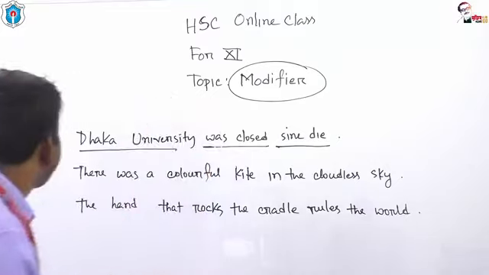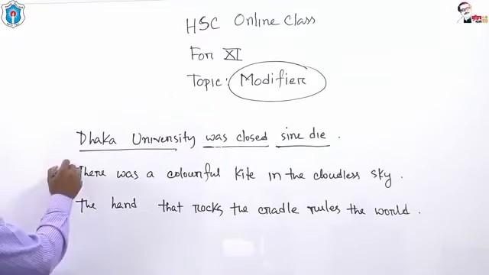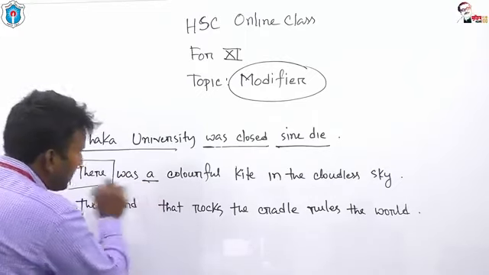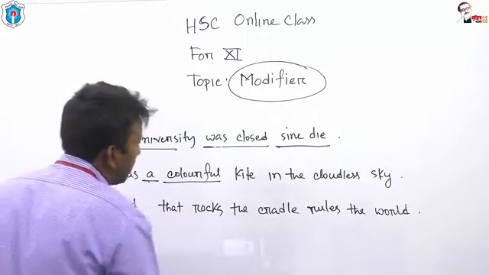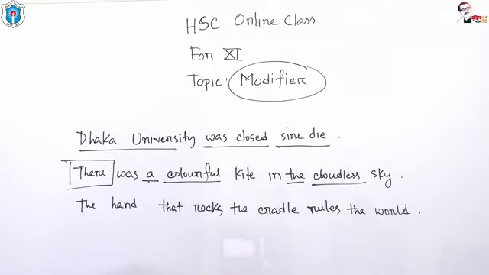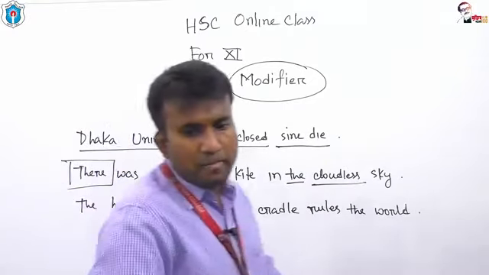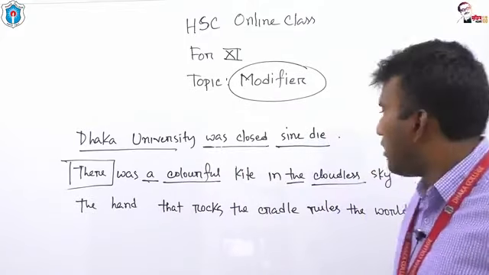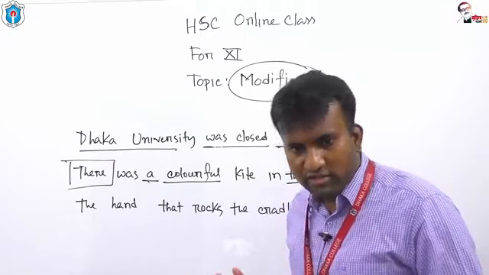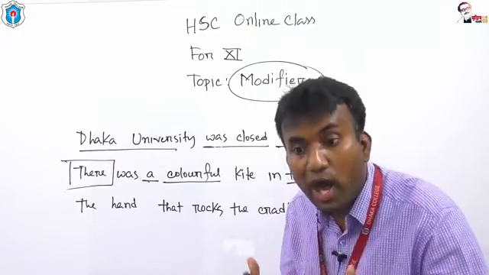Look at please. The first one is there. The second one is a. The third one is colorful. Fourth one is the. Fifth one is cloudless. How many words? 1, 2, 3, 4, 5. We have got 5 words. How? My question is how?